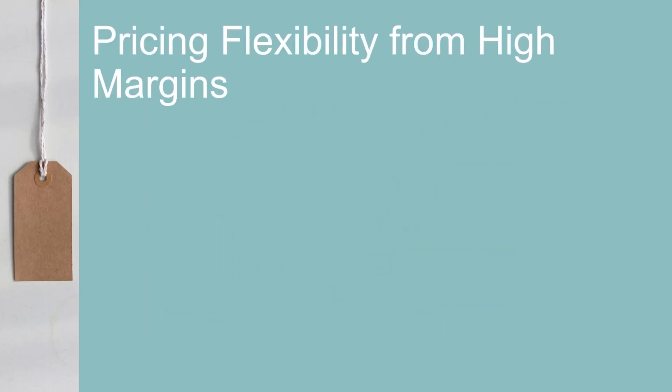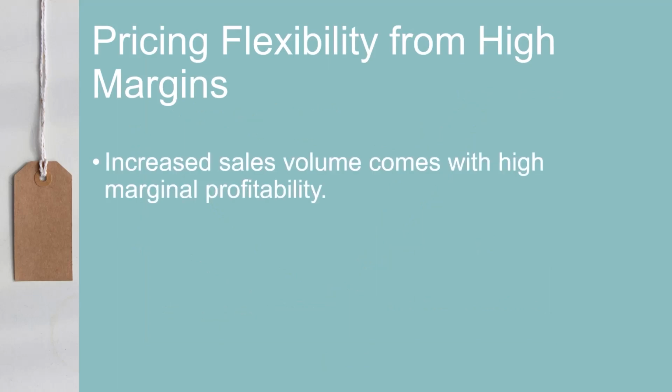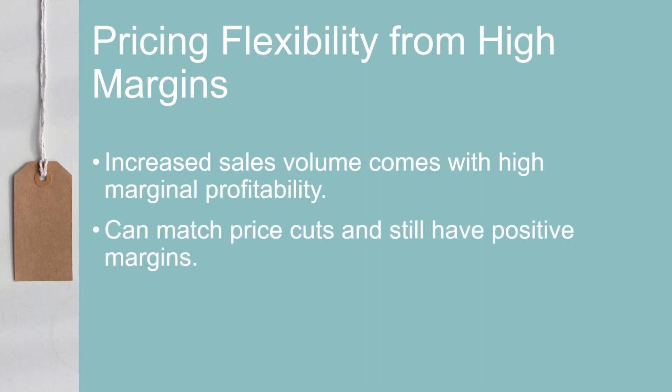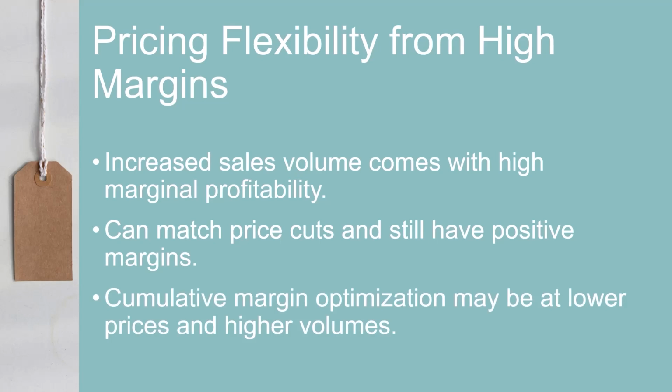High margins at current market prices provide companies with a great deal of pricing flexibility. Increased sales volume comes with high marginal profitability. If competitors cut prices, a company with high margins can match the cut while still making positive margins, albeit lower than what they were making. High marginal per unit margins also signal that cumulative margin optimization may be at lower prices and higher volumes than the company is currently experiencing.